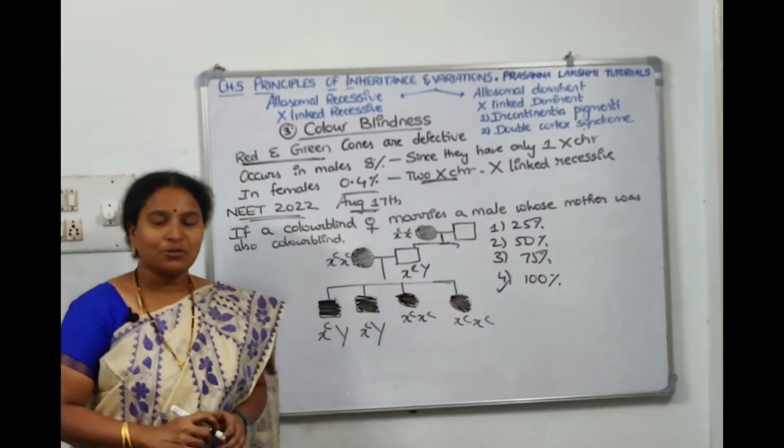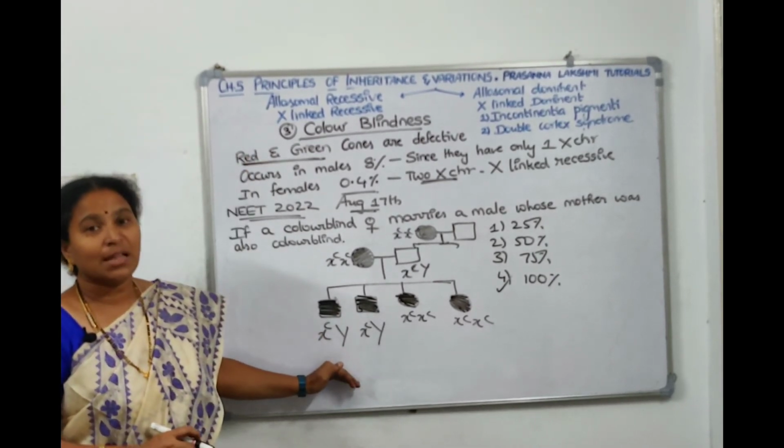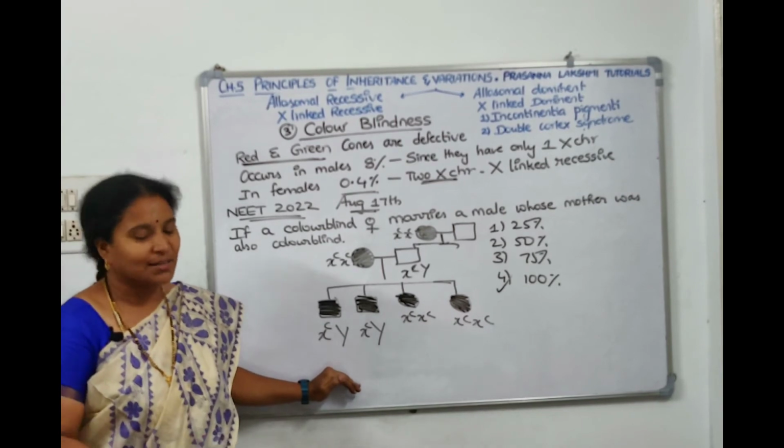So this is about color blindness, which comes under X-linked recessive. Take a screenshot, then we will get into chromosomal disorders.